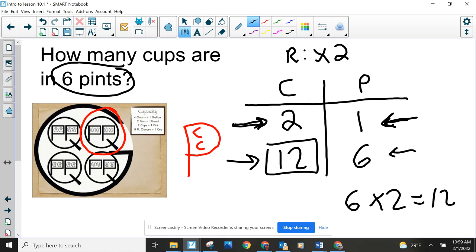I hope that this video helps you understand the reasoning behind using the T-chart and its simplicity. And good luck.